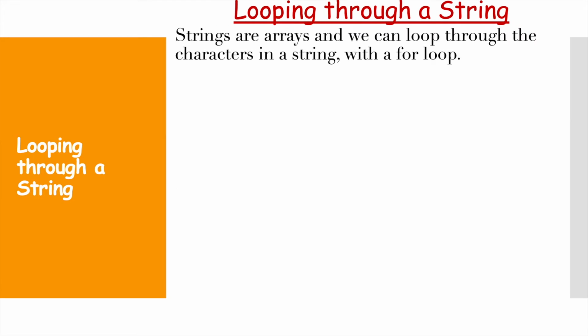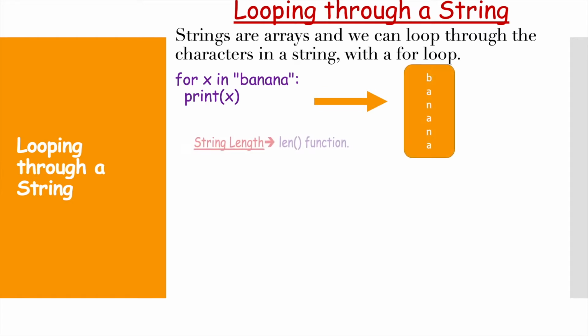Now let's see how to loop through a string in Python. Strings are arrays, and we can loop through the characters of a string by simply using a for loop. Here in this example, you have the string banana and you're using a for loop to print each character of banana. When you run it, you are going to get all the characters of banana.